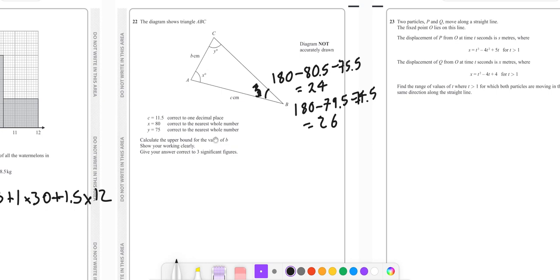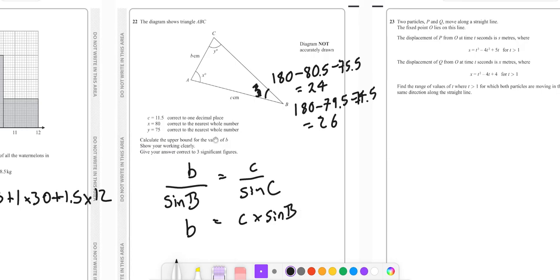So then we want the upper bound for the value of b. So we know that b over sine b equals c over sine c, so b equals c times sine b over sine c.